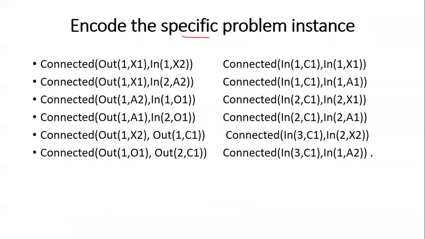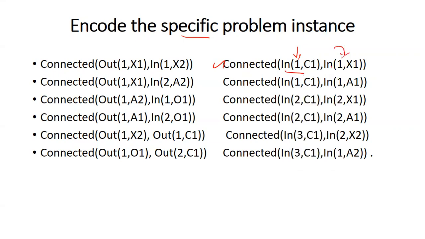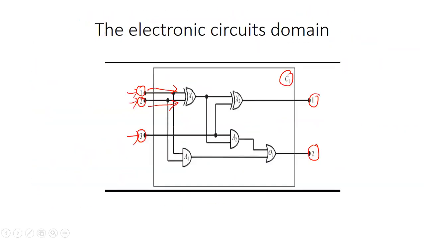Let us see. So what we are saying here, see this statement, connected of in of 1 comma C1, which means that the first input of C1 is nothing but the first input of X1. So the first input of C1 is connected to the first input of X1, right? That's what this statement says: connected of in of 1 comma C1 comma in of 1 comma X1. So why are we doing it like this? I guess you are following.